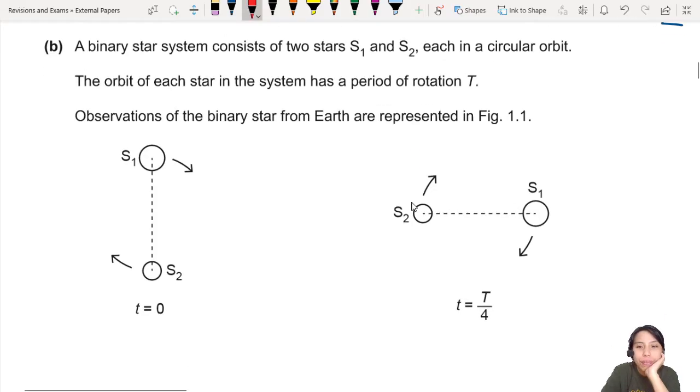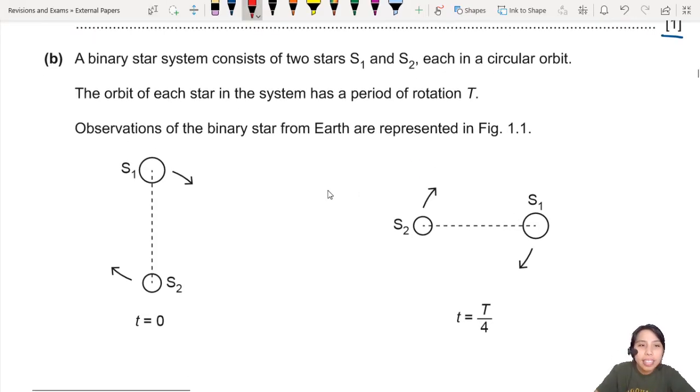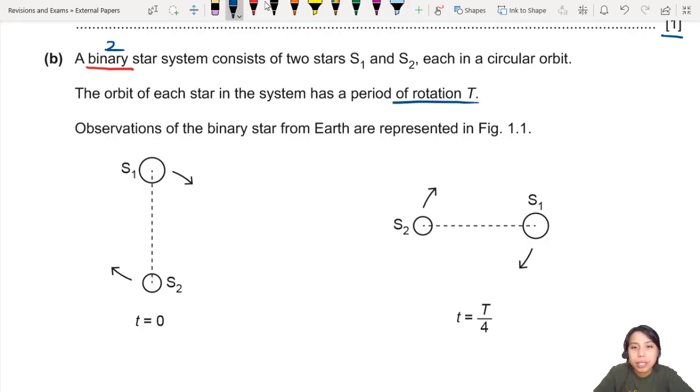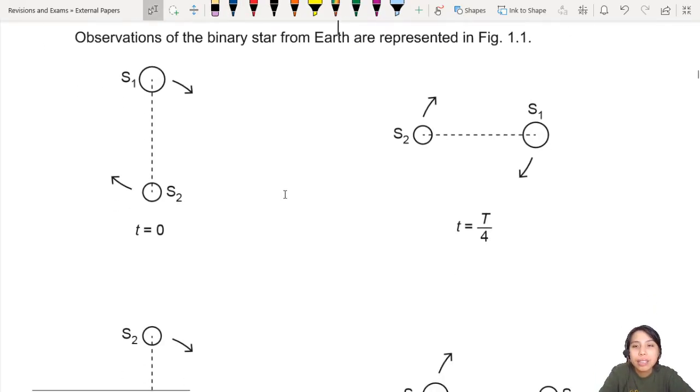Okay, let's go to the fun part. A binary star system. Binary means 2, so a 2-star system consists of 2 stars. Wow, they told you the obvious. In a circular orbit, each star in the system has an orbit of period of rotation T. Observations are represented in figure 1.1.